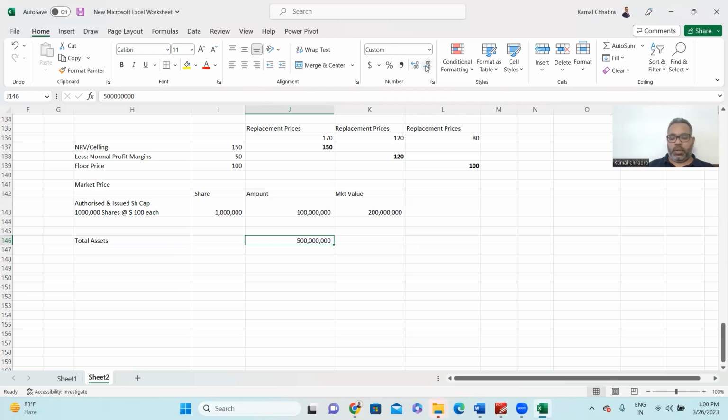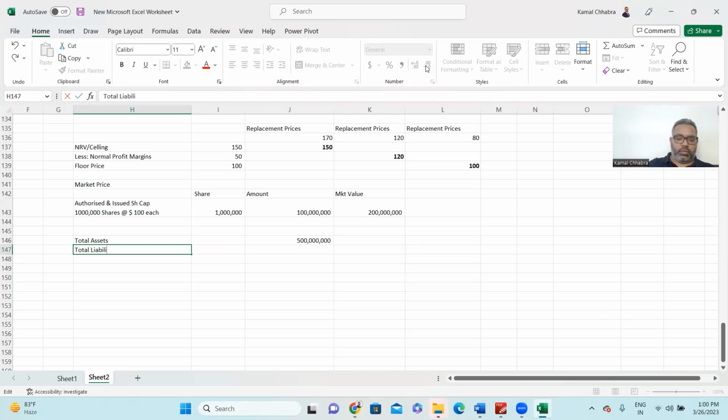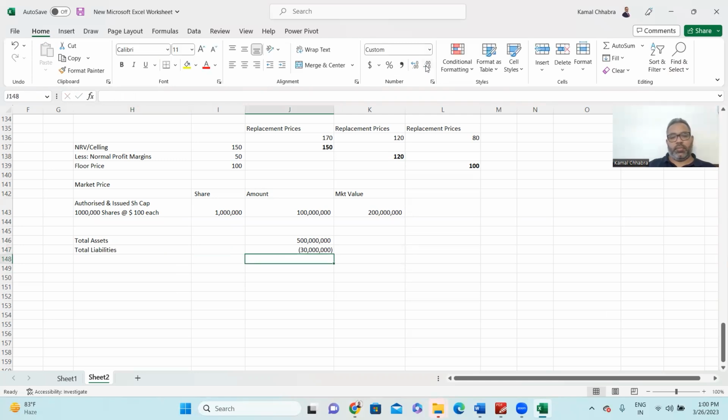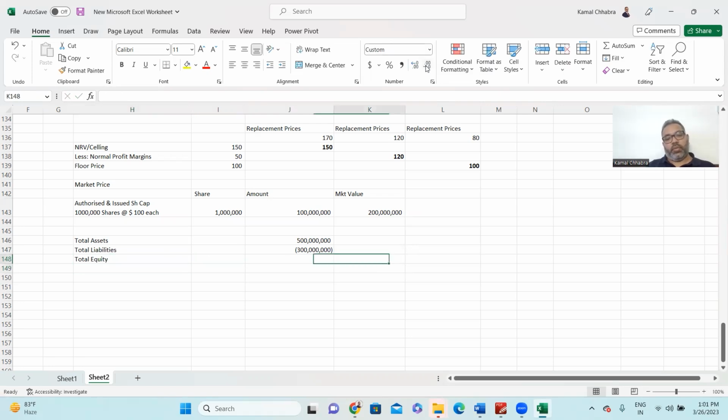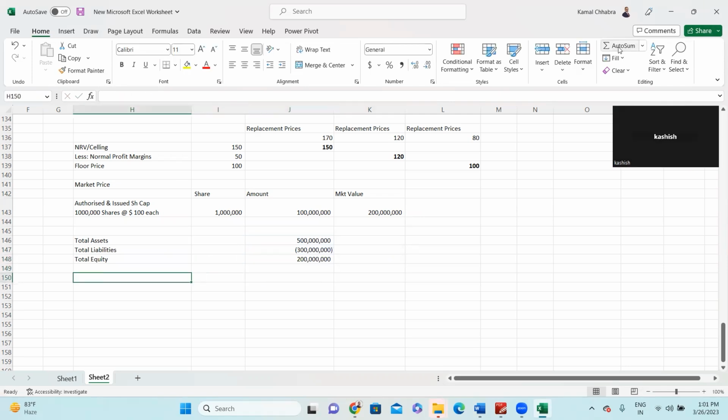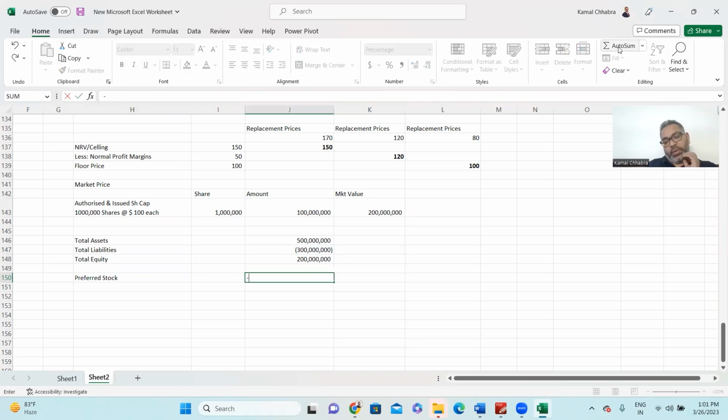Total assets, you have $5 billion, and then you have total liability. Let's assume $3 billion. Right. So your total equity is how much? $2 billion. Right. Let's assume you have preferred stock. Assume you have preferred stock of $50,000.